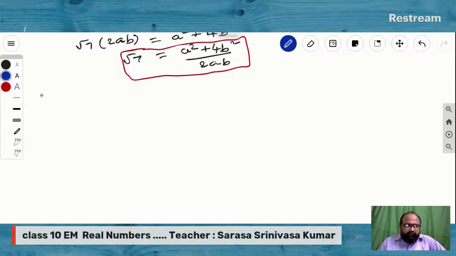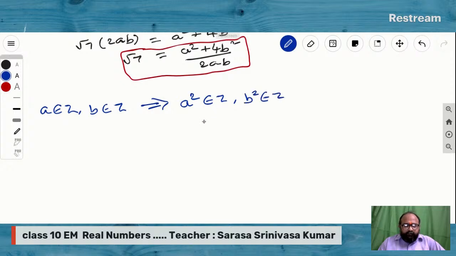A is an integer, b is an integer. This implies that a square is an integer and b square is also an integer. That is, the product of two integers is again an integer. So a multiplied by a is an integer, b multiplied by b is an integer. So from this, I can write a square is an integer.